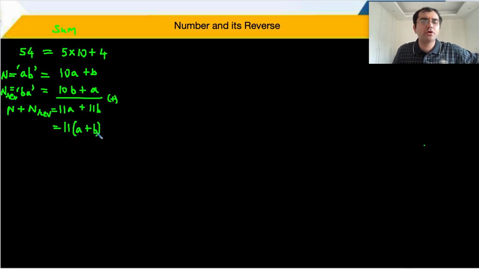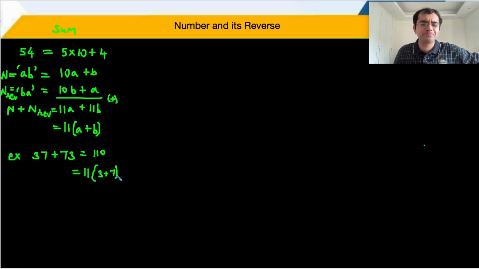So please write in your copy, the sum of a two-digit number and its reverse is a multiple of 11 and the sum of the digits. Let's take an example. For example, let us take 37. The reverse number becomes 73. Add them up and you get 110. Let us verify, is it 11 into the sum of the digits? 11 into 3 plus 7.